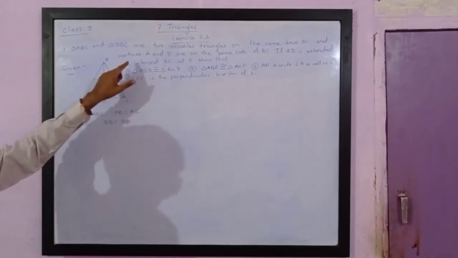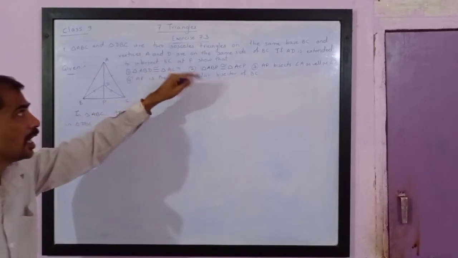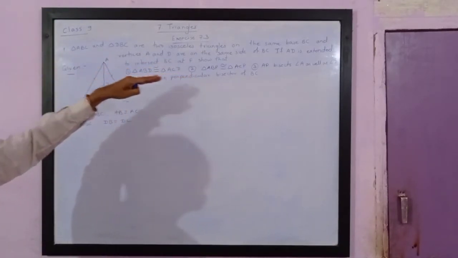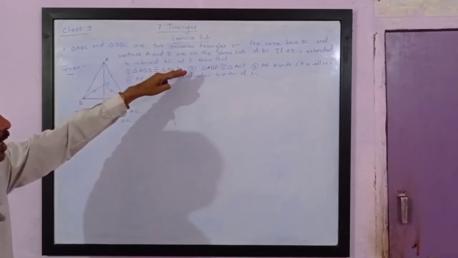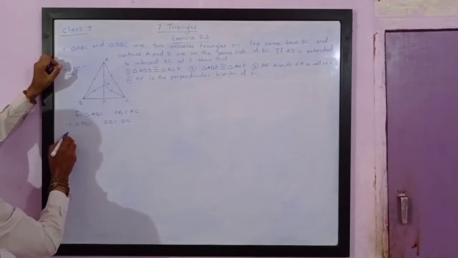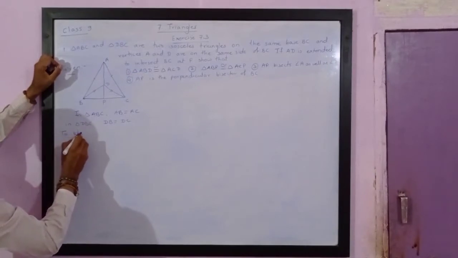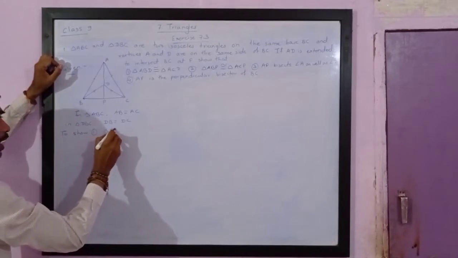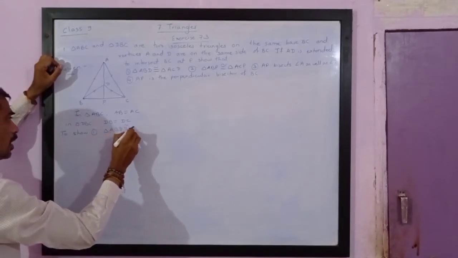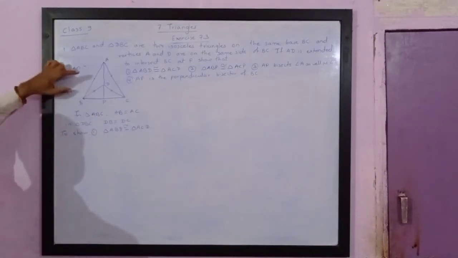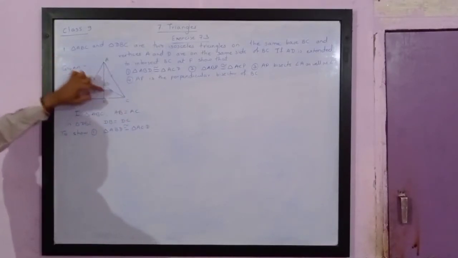On the same base BC, vertices A and D are on the same side of BC. We are not going to write anything about it. If AD is extended to intersect BC at P, we have to show this. So this much is given. We have to show that. First, to show one, we have to show that triangle ABD is congruent to triangle ACD. In this, you can watch. ABD is this triangle, ACD is this triangle.